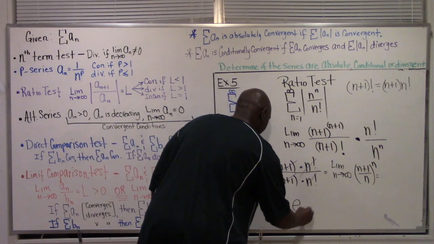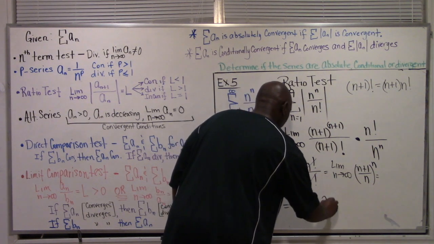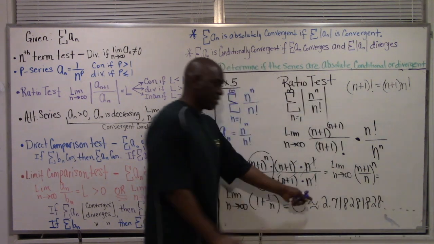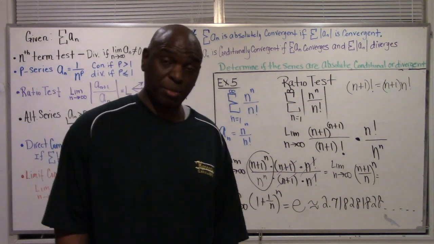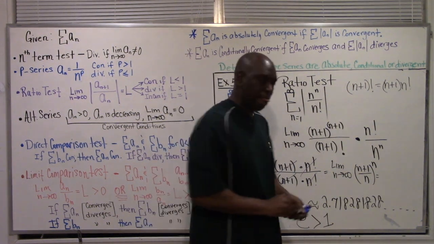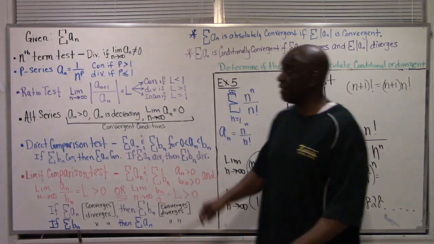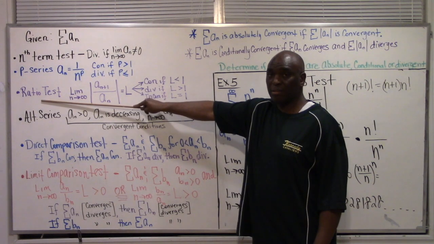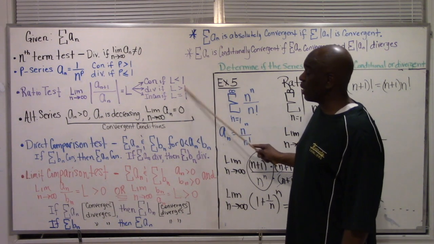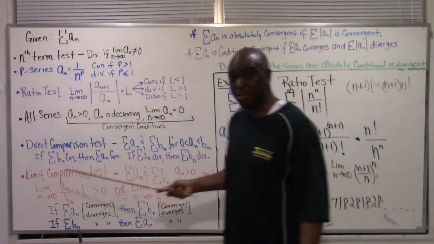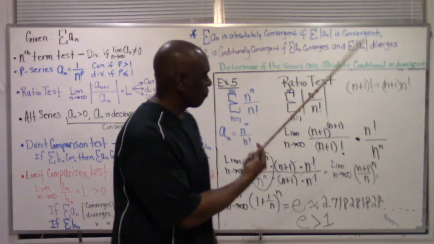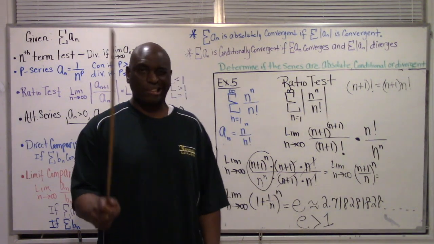This equals e, which is approximately 2.718281828... That's the number e. And guess what, ladies and gentlemen? e is greater than 1. And so since e is greater than 1, if I use the ratio test, and if my limit is greater than 1, then the series does what? Diverges. You see that? So the nth term test told us it diverges. But if you want to take it a step further and do further proofs of it, well, there you go. The ratio test also tells you that it diverges.